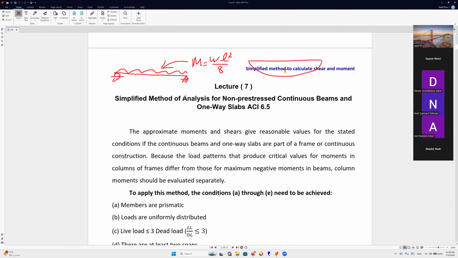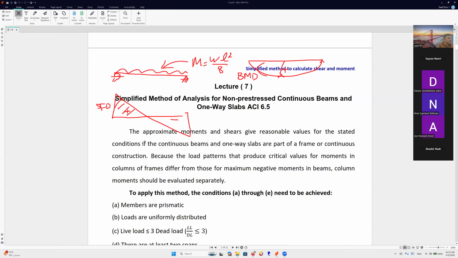And the shear diagram for this one will be like this. This is positive and this is negative. This is the shear force diagram, and this is the bending moment diagram. The area of the shear diagram represents the moment value, and minus this value, we go back to zero.